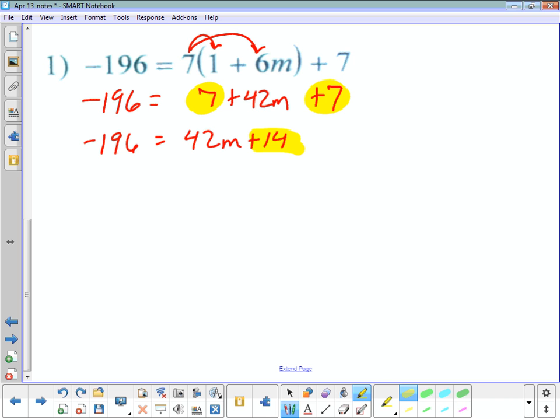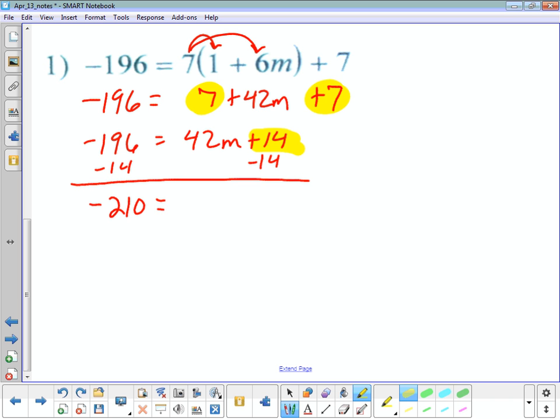So that's a plus in front of it, I'm going to minus. So now I'm going to minus 14 from the other side here as well. So now when I look at it, I've got two negatives, negative 196 and negative 14. They're both being subtracted. Same sign, add and keep. So I'm going to add these two together. I'm going to get 210, but since they're both negative, my answer has to be negative.